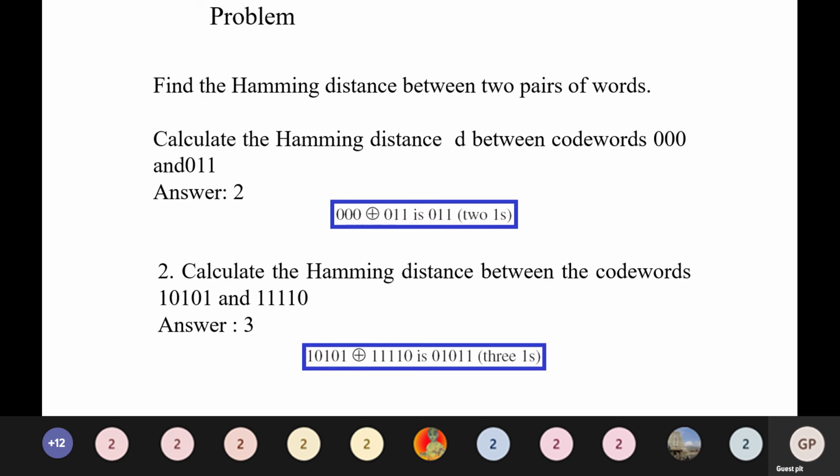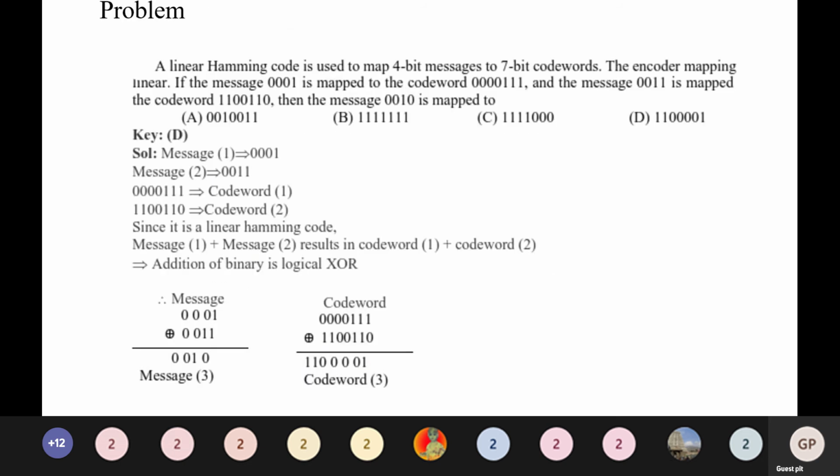Now we will see another problem. You can expect problems of this type. A linear Hamming code is used to map 4-bit messages to 7-bit code words. The encoder mapping is linear. If the message is 0001, it's mapped to the code word 0000111. The message 0011 is mapped to the code word. Then the message 0010 is mapped to, you have to find out.